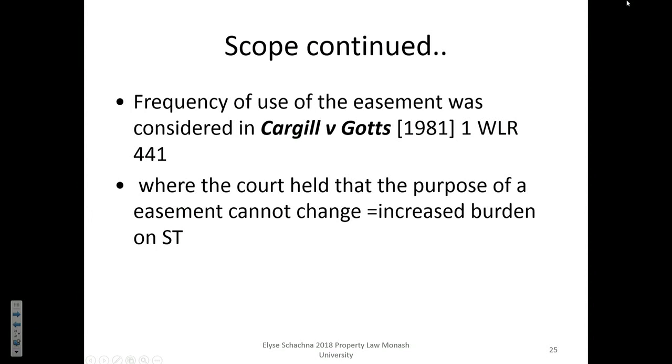The next online lecture will deal with creation of easements, but it's really important to note that even if you have a valid easement in terms of those 4 requirements being satisfied, if it hasn't been created validly, it's going to be invalid. So we need to not only show and prove those 4 requirements of an easement, we also need to show that it's been created validly. And that's what we'll be focusing on in our next online lecture.